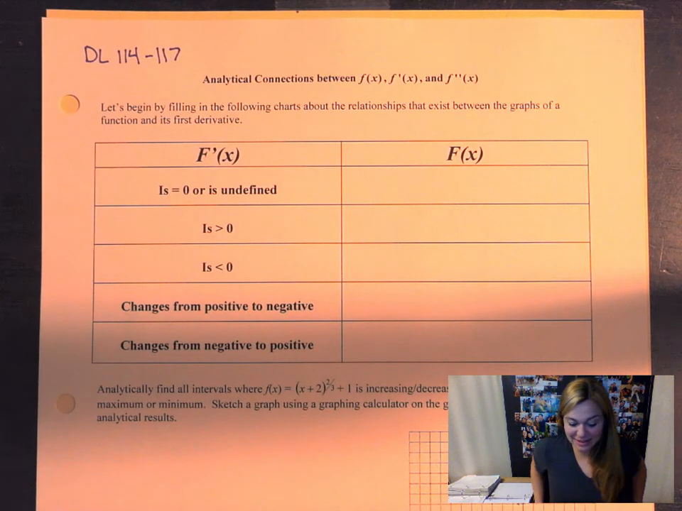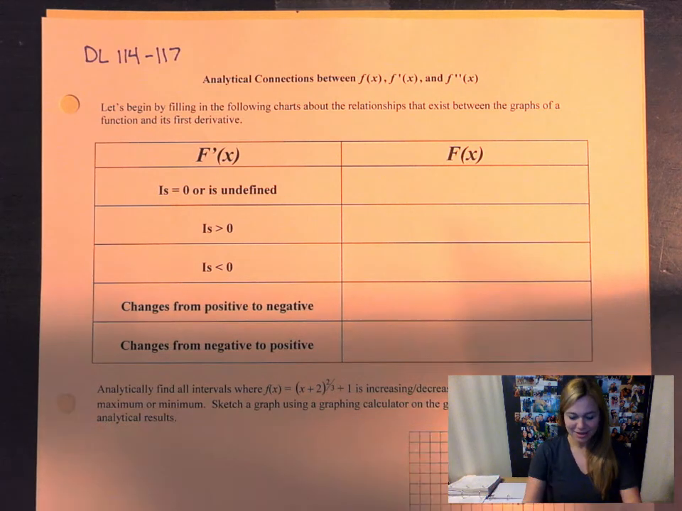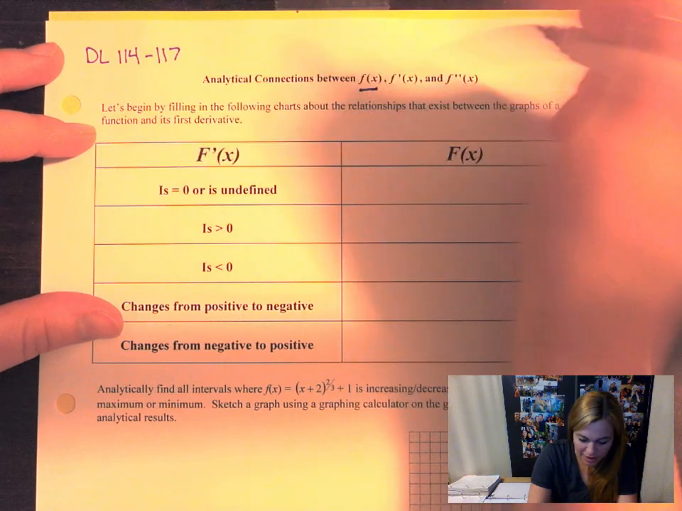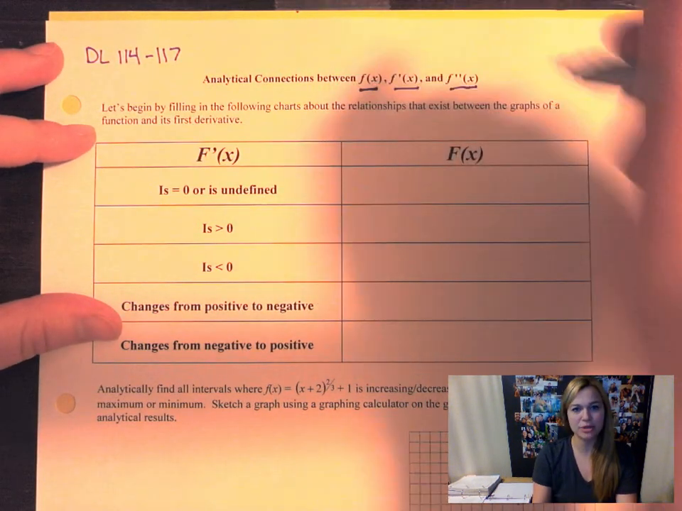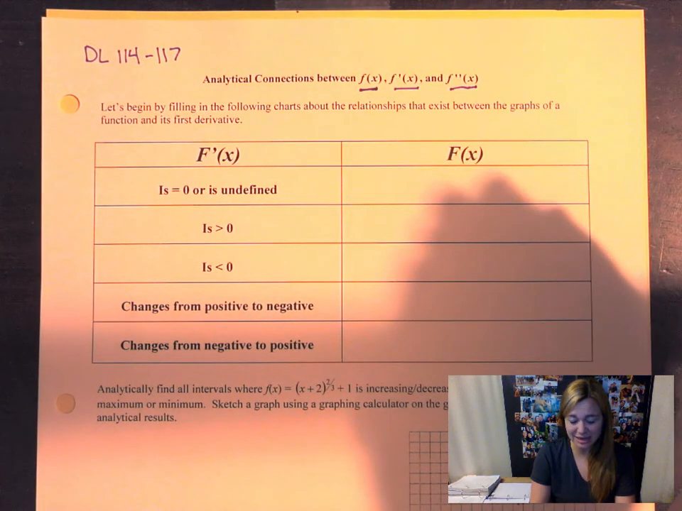Okay, we're on daily lesson 114, and we're going to circle back to something that we've already done before. So this is pretty nice. You should have an idea going into today about this whole lesson, which is really nice. So we're going to make connections between f and f prime. That's what we've done. And then we're going to add in f double prime, which you already have a little bit of an idea about, or should, because we've talked about it a little tiny bit.